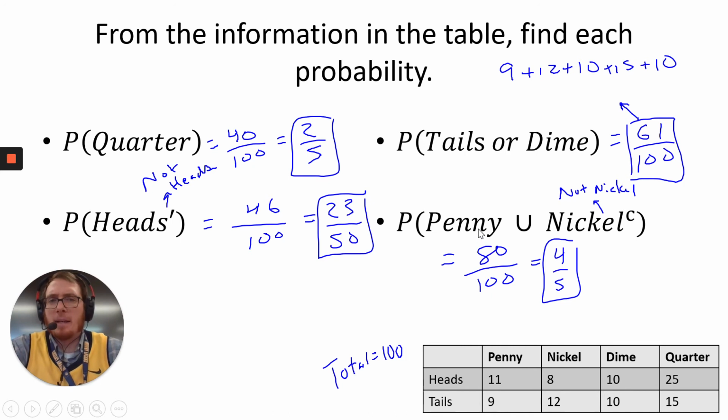Now, essentially, the penny group is covered by the not nickel, so all you have to do is figure out which ones aren't nickels. So just take the 20 out of the nickel category, and you're left with 80 out of the 100, or 4/5.